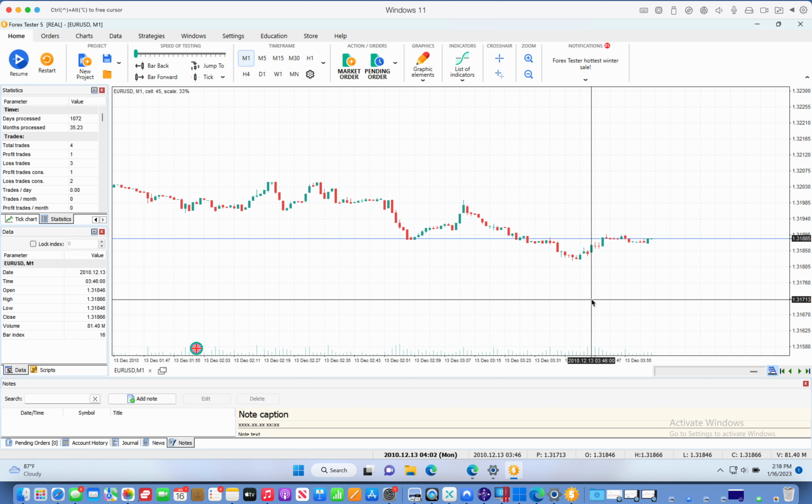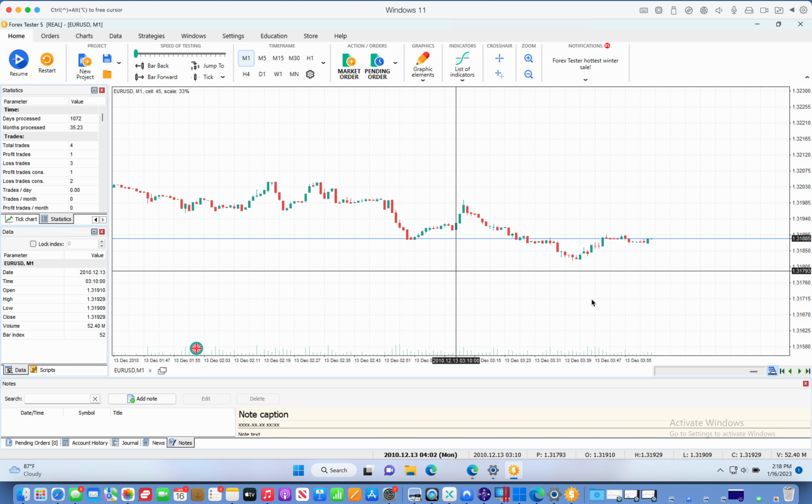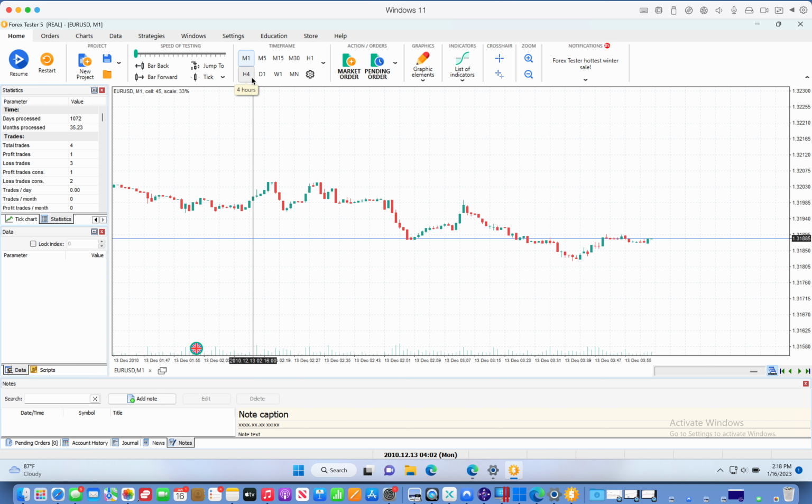So I want to just touch base on the Forex Tester 5 software that I'm currently using. And I want to explain how to actually use this and how I trade this. So if you've already downloaded the software, you already know that certain things I'm just going to skip over.